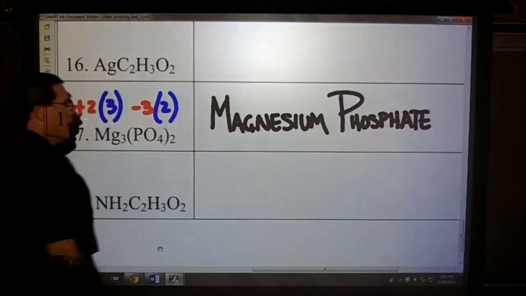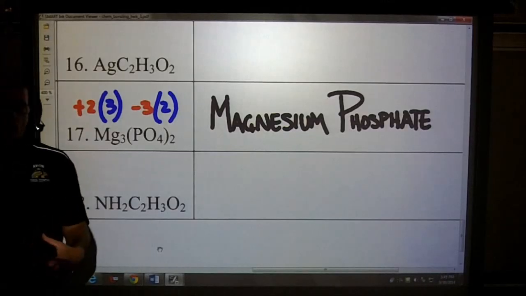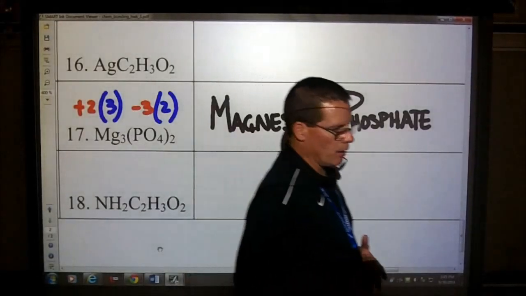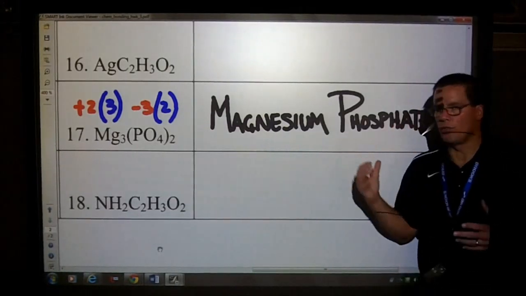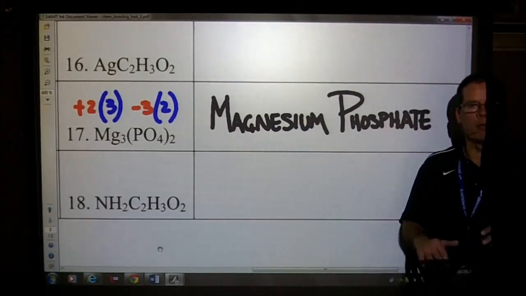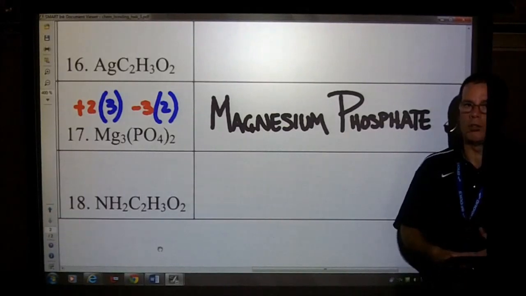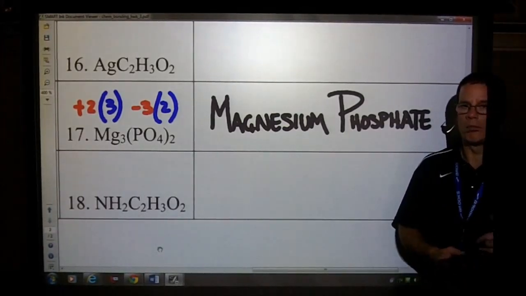Okay? And again, the hardest part about working these types of problems out is memorizing the 10 polyatomics. And the reason why those 10 are special is because those are the 10 polyatomics that you'll use on the AP exam. Hope this was helpful.